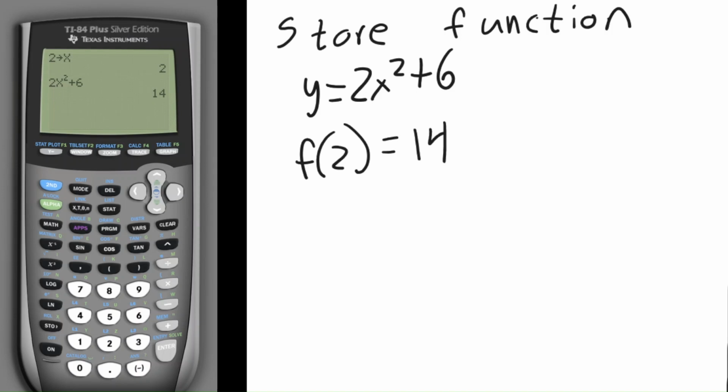But it turns out this store function actually has a whole lot more to it. You don't have to just store it as x. Now, what do I mean by that? Well, let's take a look at an example.